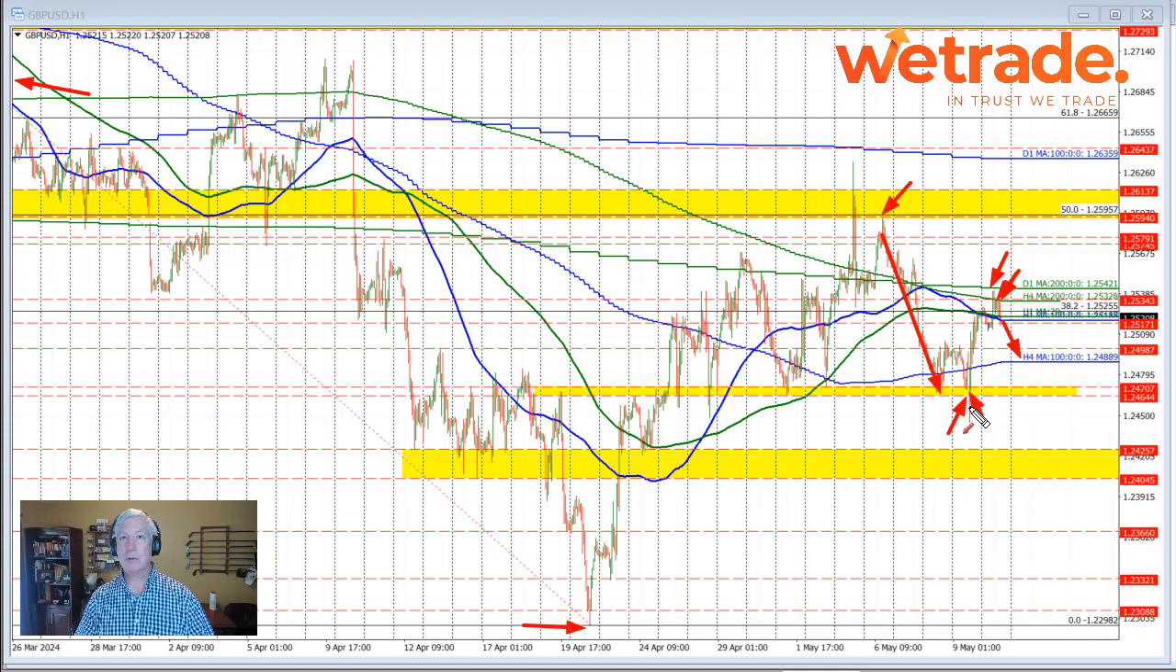Oftentimes you've got to look for those quick failures, like we saw in the euro versus US dollar when it moved off the employment data. So we've got to watch those failed moves, and it pushed the price back to the upside into the cluster of resistance seen above here.